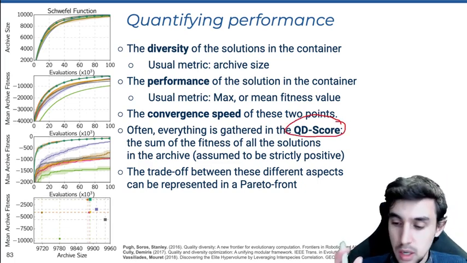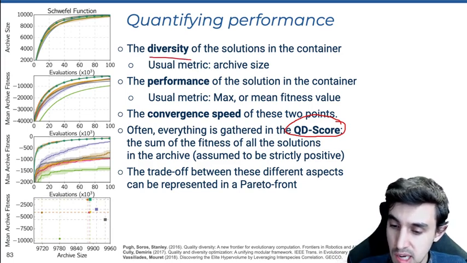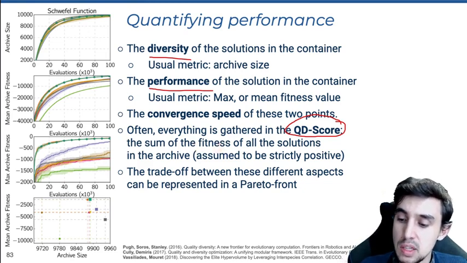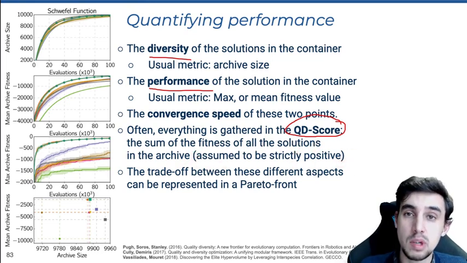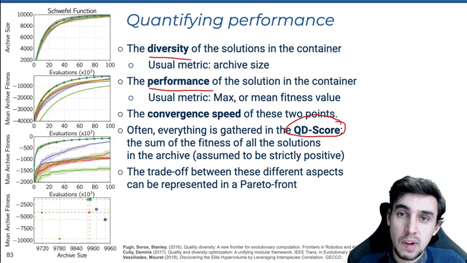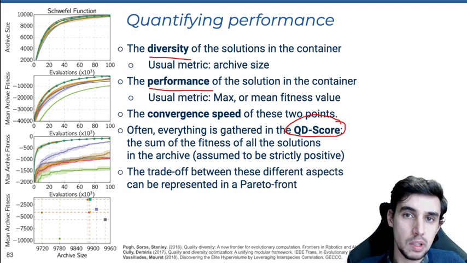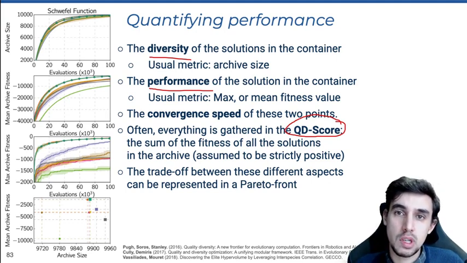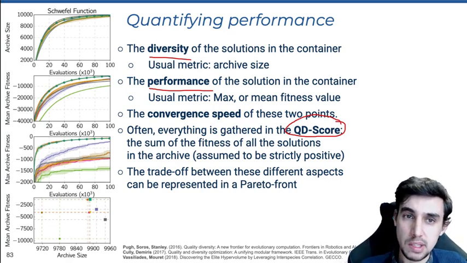Usually, we summarize the 2 main concepts of diversity and performance into the QD score, which is defined as the sum of the fitness of all the solutions in the archive, when we assume that the performance, so the fitness, is strictly positive. This means that finding a new solution that populates a new cell will increase the QD score, because that will increase the total sum, but replacing a solution with a better one will also increase the QD score. So having a lot of solutions is good, having some very good solutions is good, but having a lot of very good solutions is the best.